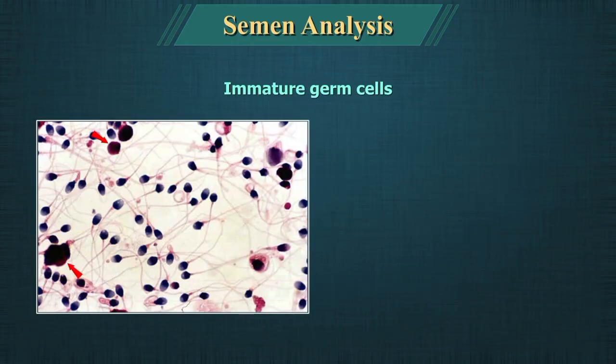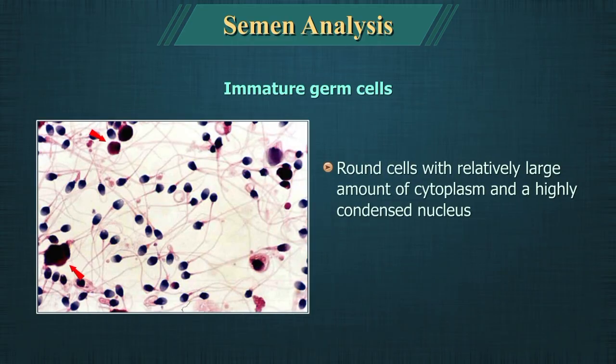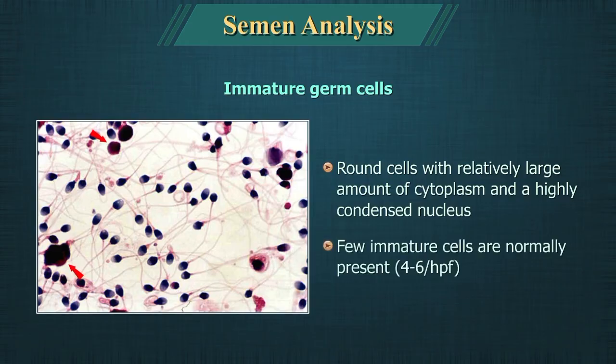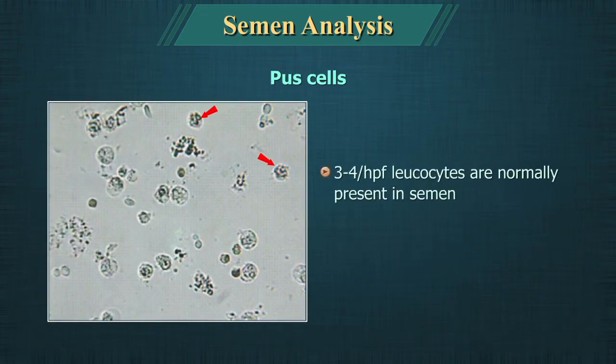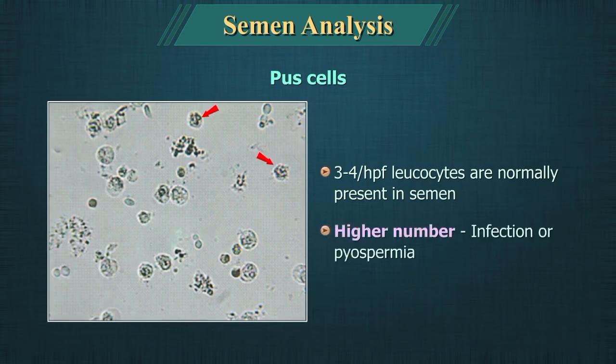Immature germ cells are round cells with a relatively large amount of cytoplasm and a highly condensed nucleus. A few immature cells are normally present, which is 4 to 6 per high power field. Pus cells. 3 to 4 per high power field leukocytes are normally present in semen. A higher number denotes infection or pyospermia.